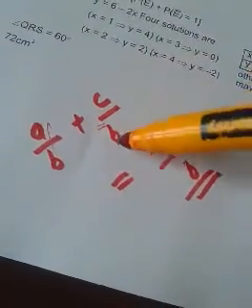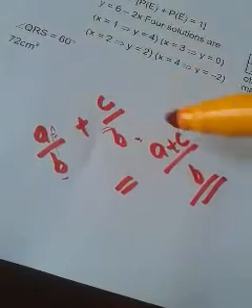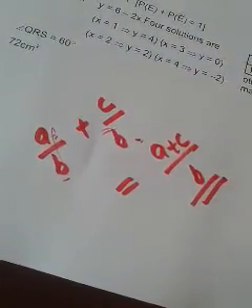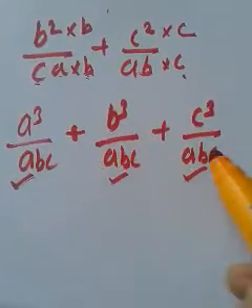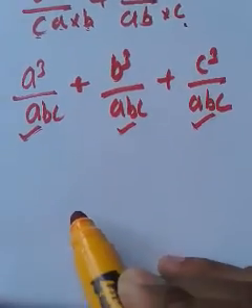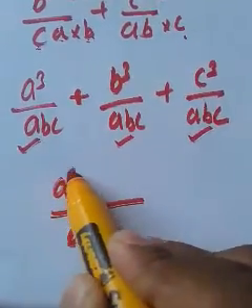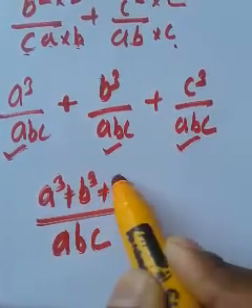A by b plus c by b. It is 2 fractions with the same denominator. How can we add? Just add the numerators and write the denominator as it is. Just like that, these are 3 fractions with the same denominator. How to add 3 fractions with the same denominator? Write the same denominator as it is, and add the numerators. What is that? A cube plus b cube plus c cube.